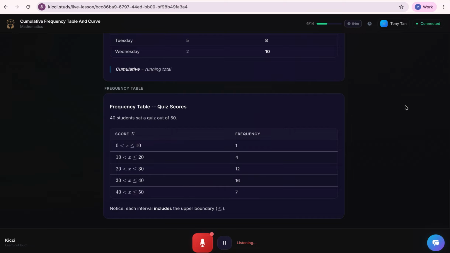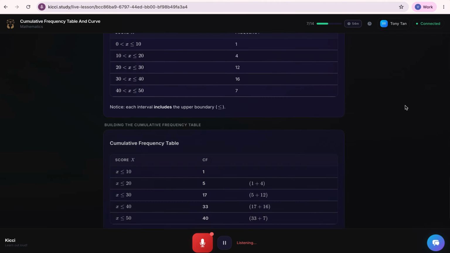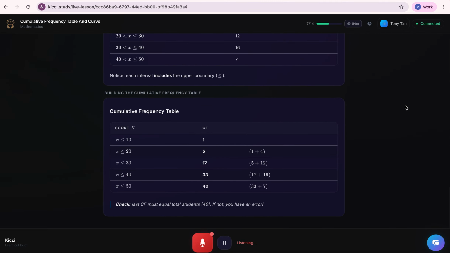Yeah, go ahead and build. Perfect. Now we're building the cumulative frequency table, just like we did with the coin jar. We're just going to add up the frequencies as we go along. Take a look at the screen. For scores less than or equal to 10, the cumulative frequency is just 1. Now for scores less than or equal to 20, we add the next frequency, which was 4. Can you guess what the cumulative frequency for that row would be?